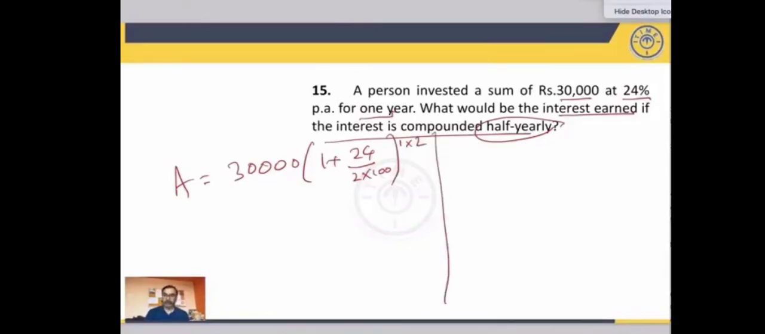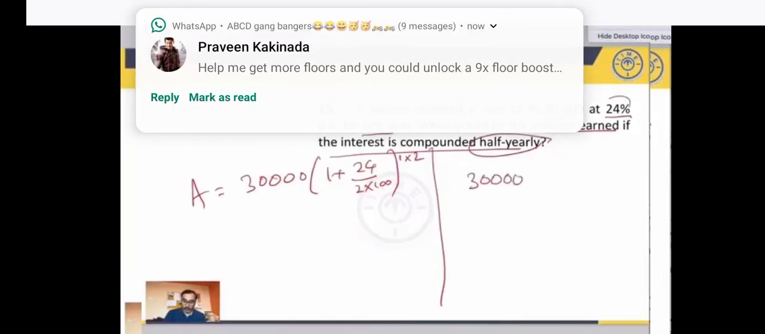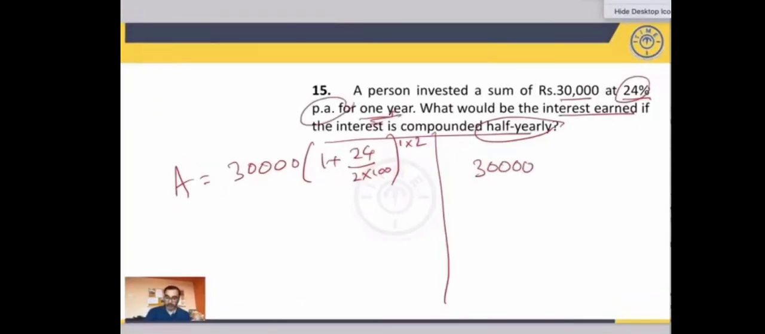Or the other method of doing it: 30,000 is the principal. 24% is for 1 year per annum. For 6 months it will be 12%. So 30,000 at 12%, the interest earned will be 3,600. So the amount at the end of the first 6 months will be 30,000 plus 3,600, that is 33,600. That will become the principal for the next 6 months. Again on this 12% is calculated.